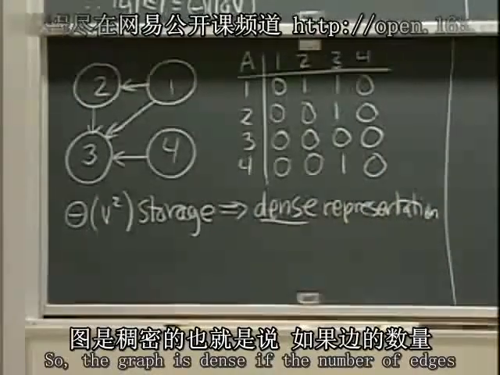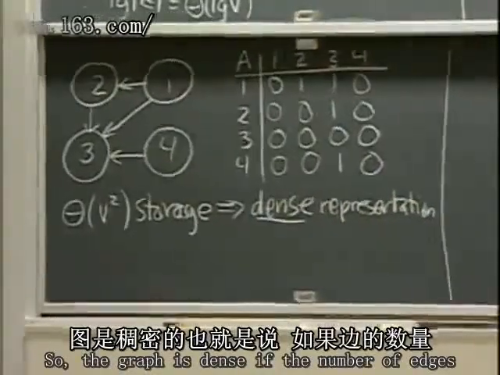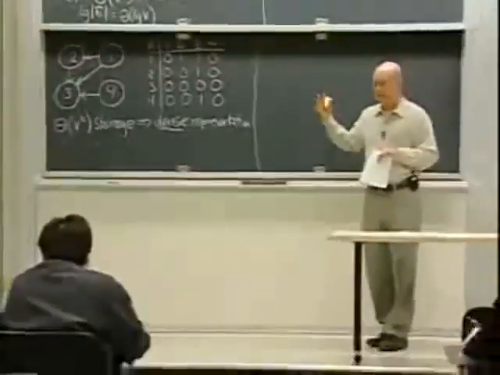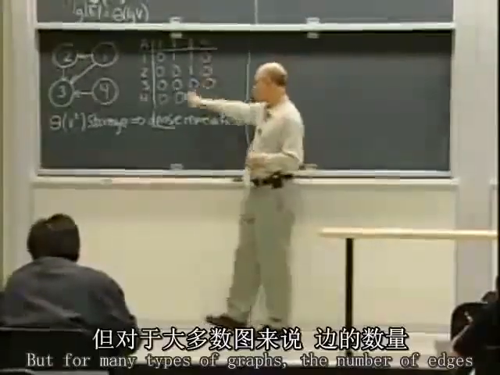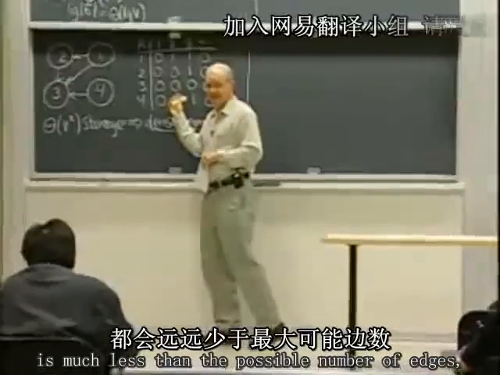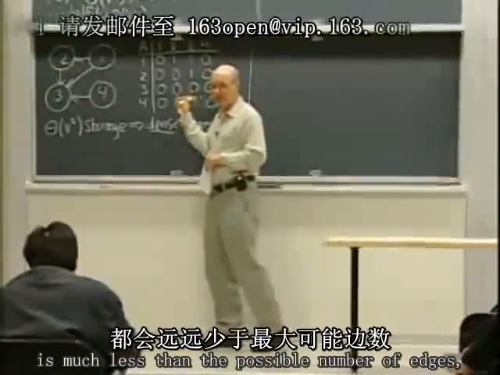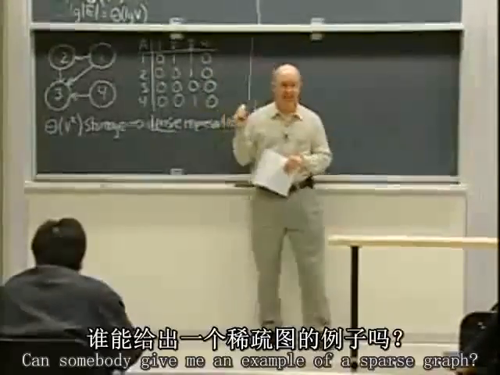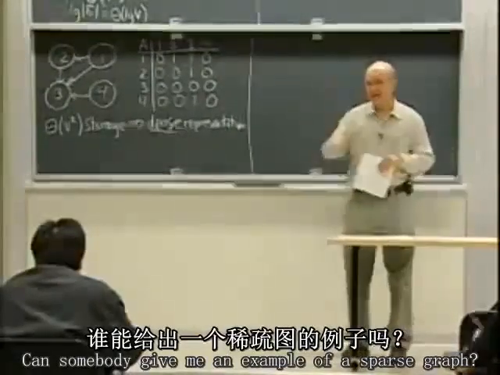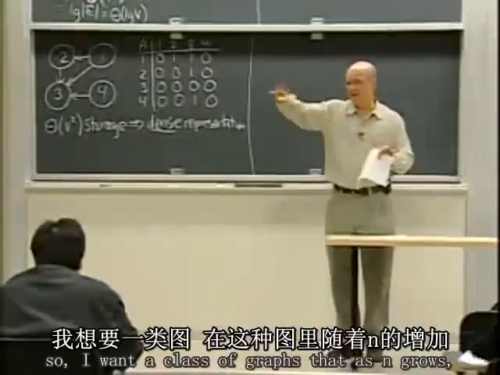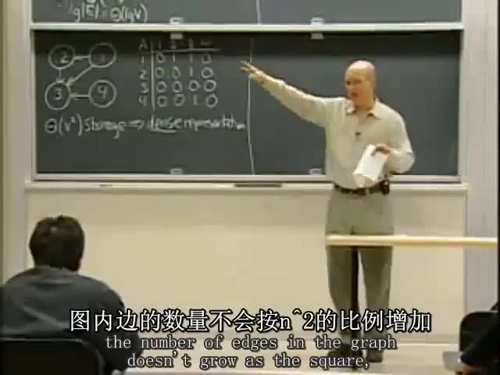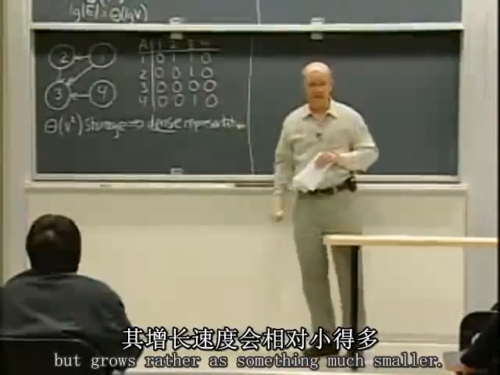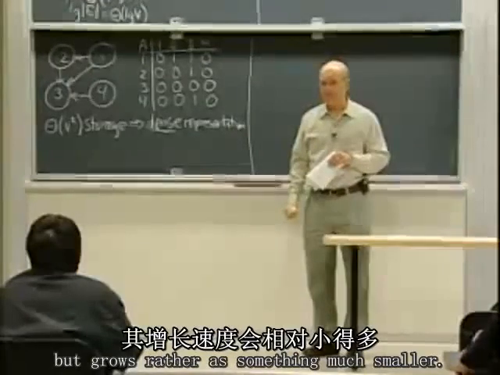So the graph is dense if the number of edges is close to all of the edges possible. Then this is a good representation. But for many types of graphs, the number of edges is much less than the possible number of edges, in which case we say the graph is sparse. Can somebody give me an example of a sparse graph? A class of graphs. So I want a class of graphs that as n grows, the number of edges in the graph doesn't grow as the square, but grows rather as something much smaller.